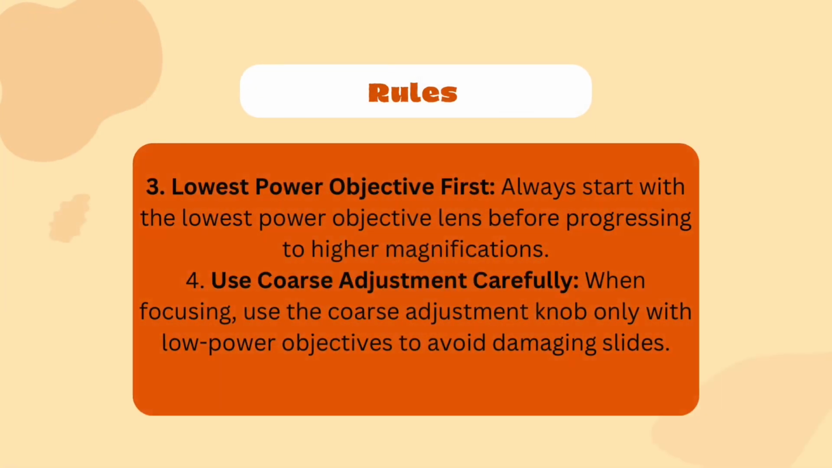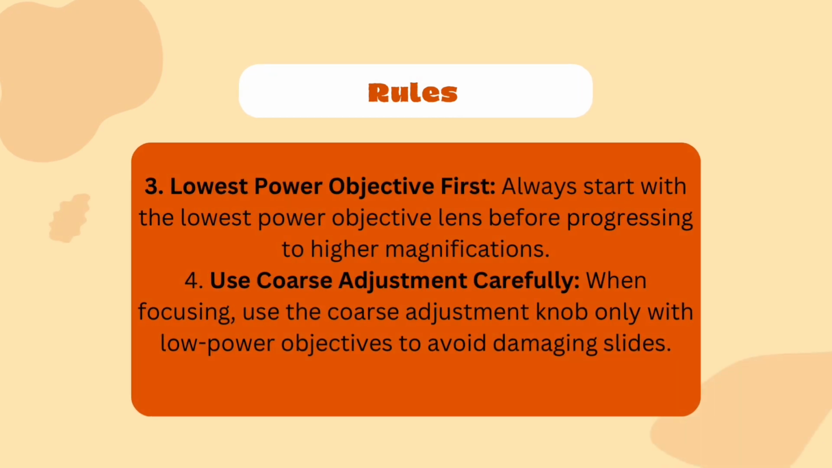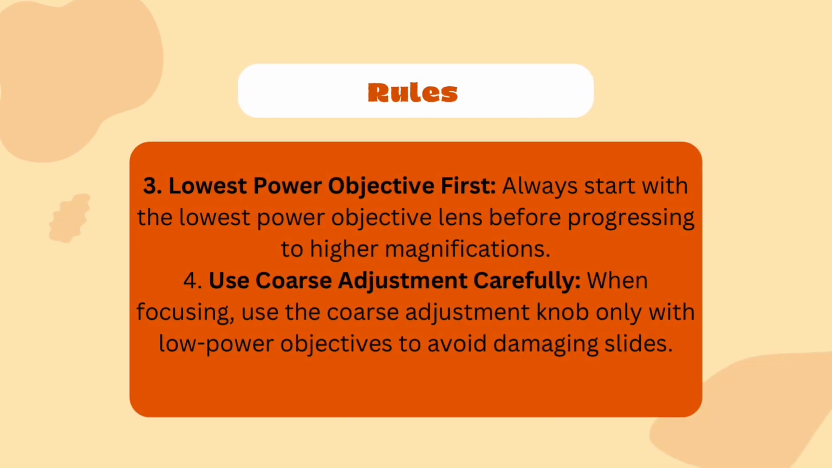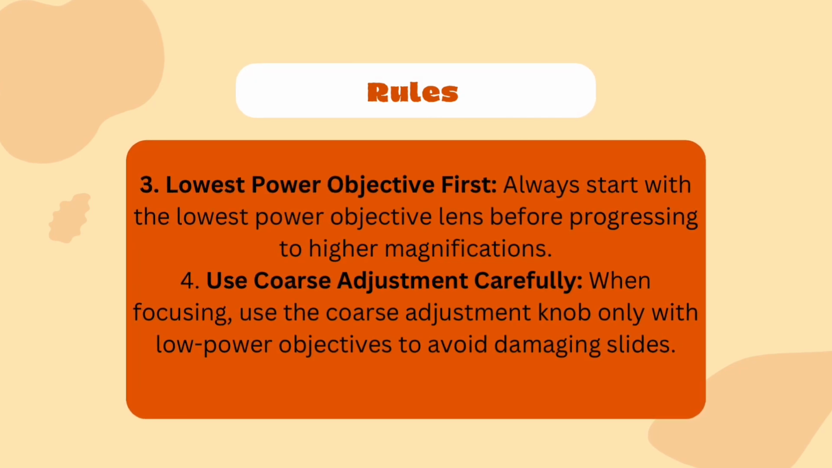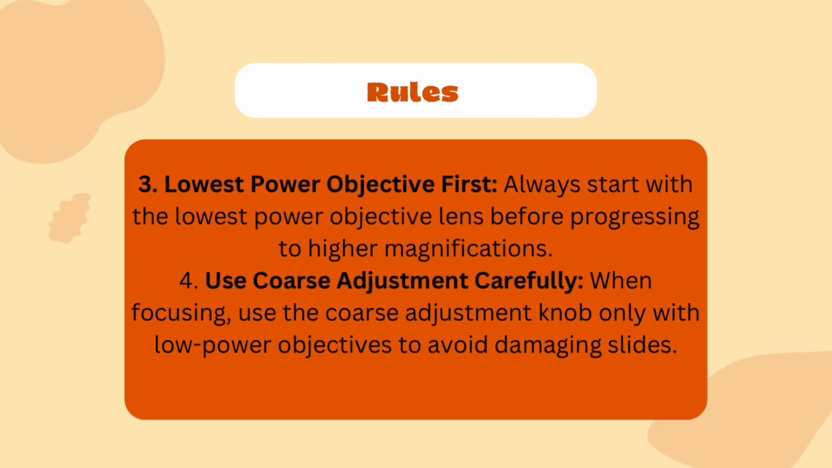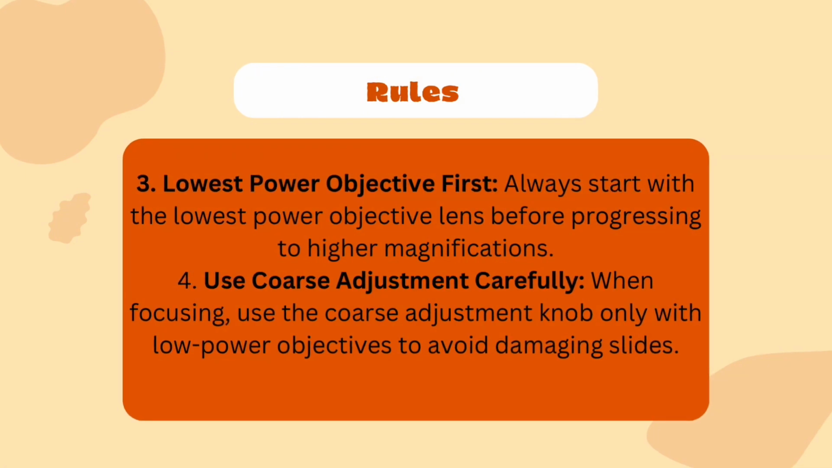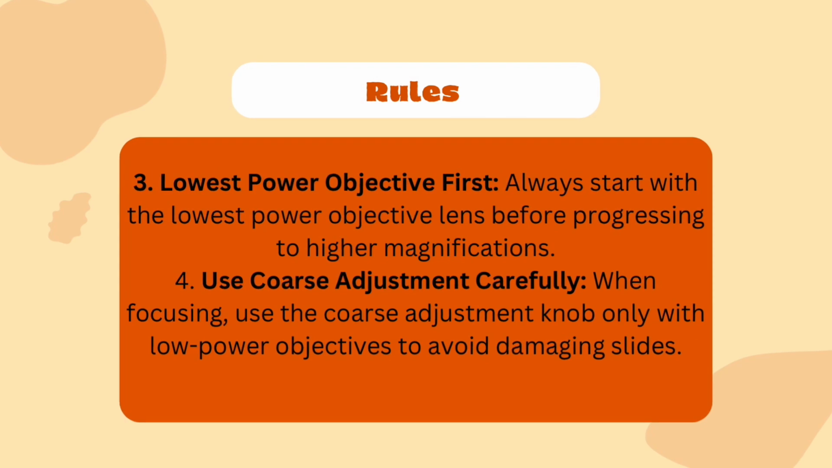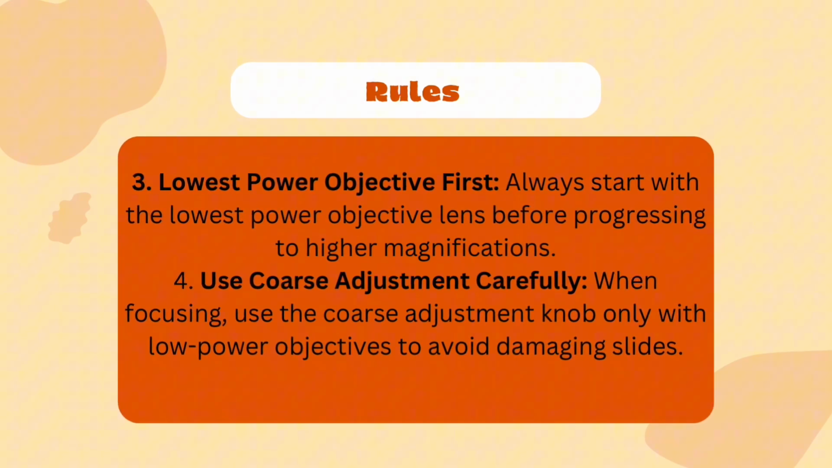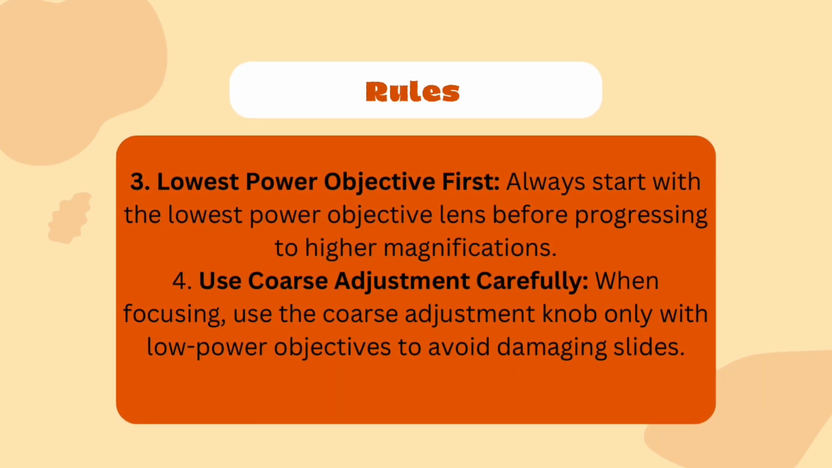The third one is lowest power objective first. Always start with the lowest power objective lens before progressing to higher magnifications. The fourth one is use coarse adjustment carefully. When focusing, use the coarse adjustment knob only with low power objectives to avoid damaging slides.